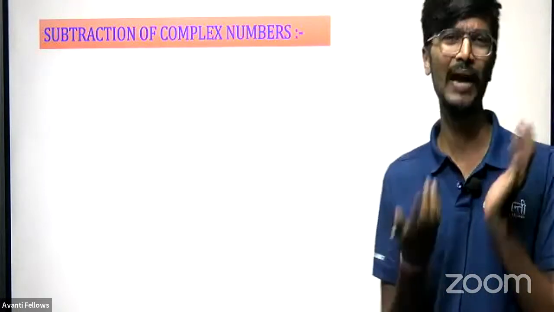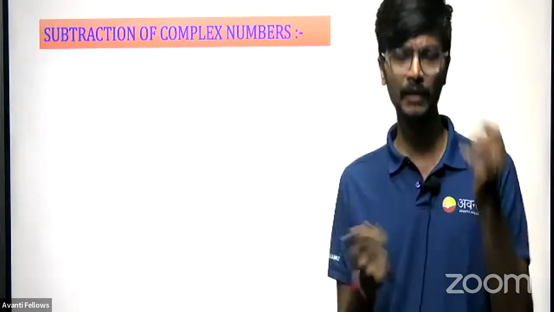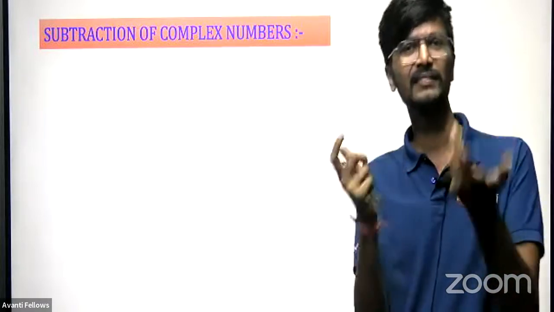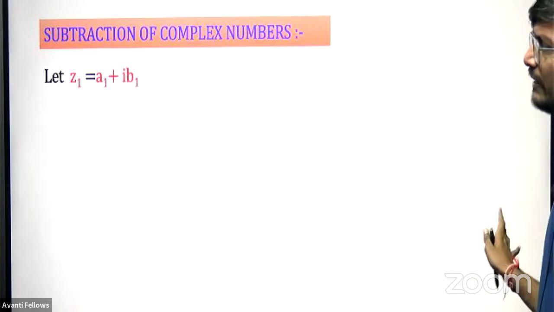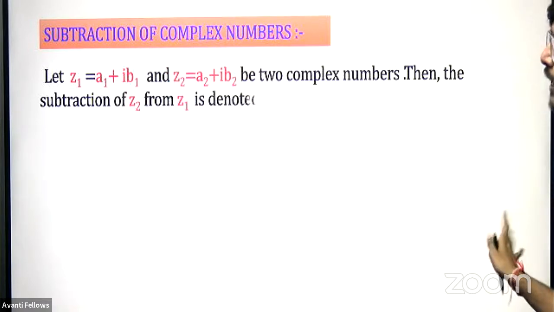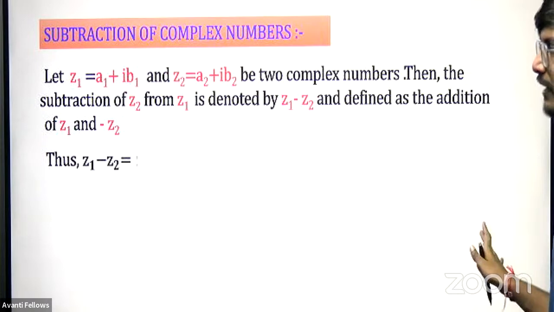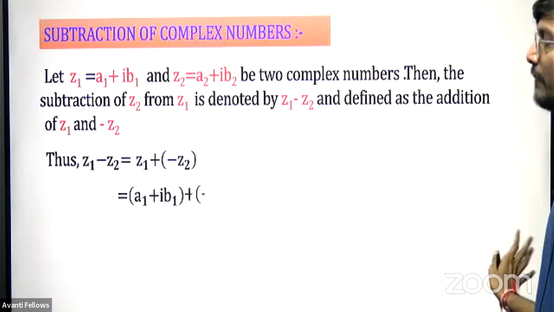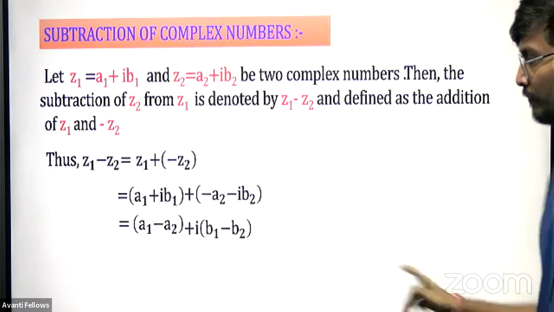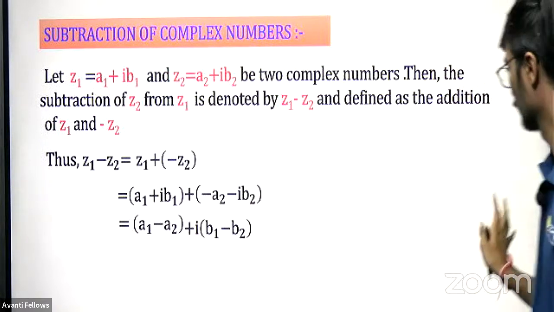Next is subtraction. Now addition and subtraction are both similar. Similar means only the minus sign is the difference, like in multiplication and division. So what is the difference? z1, z2. Again, subtraction is z1 minus z2. So z1 minus z2 will be: just subtract the real part and subtract the imaginary part. This is what we get.